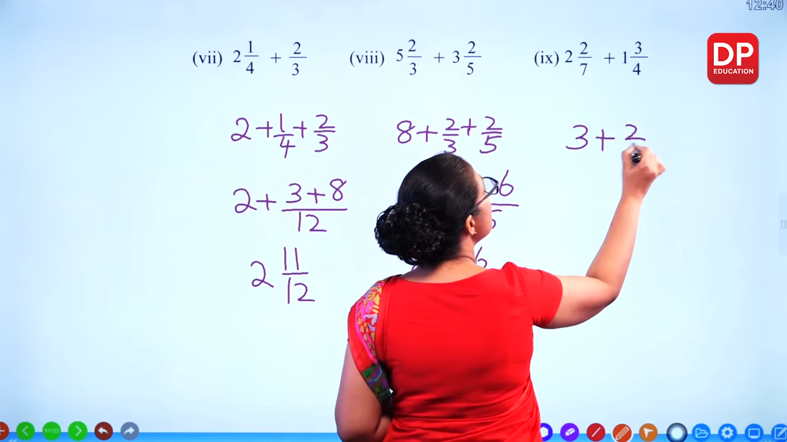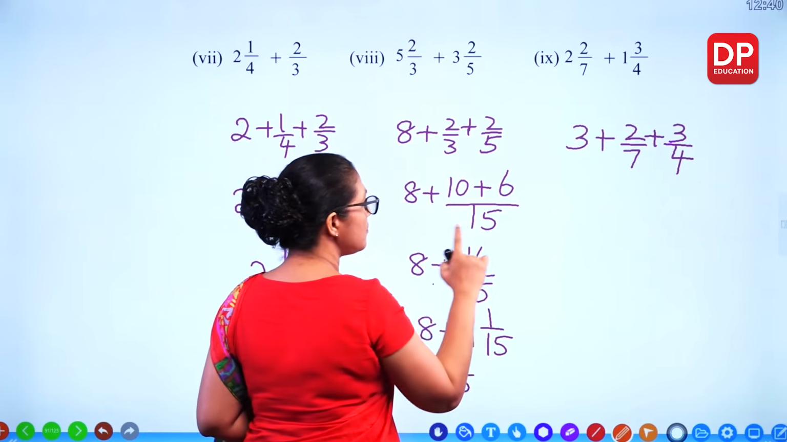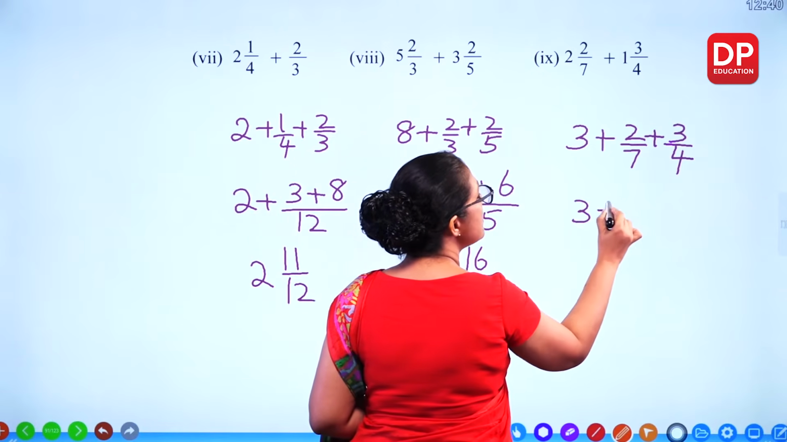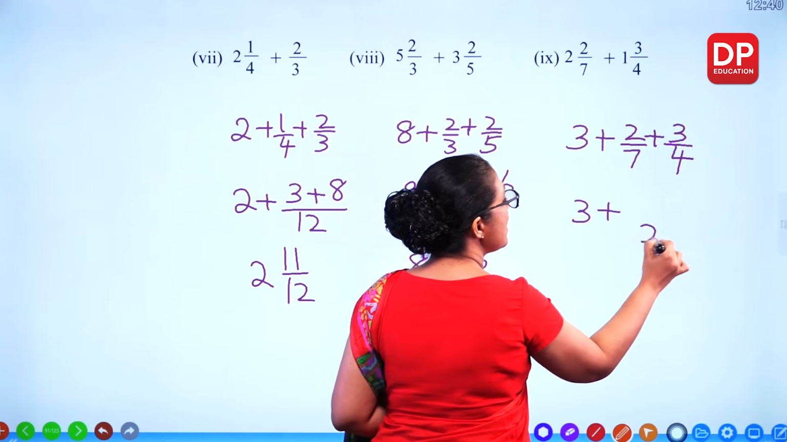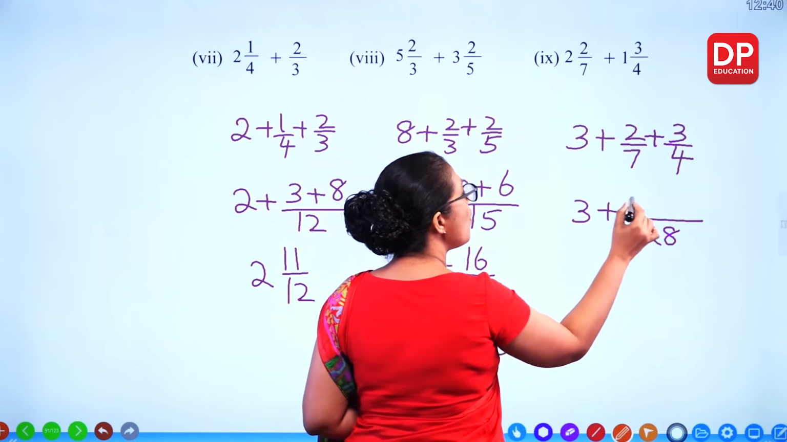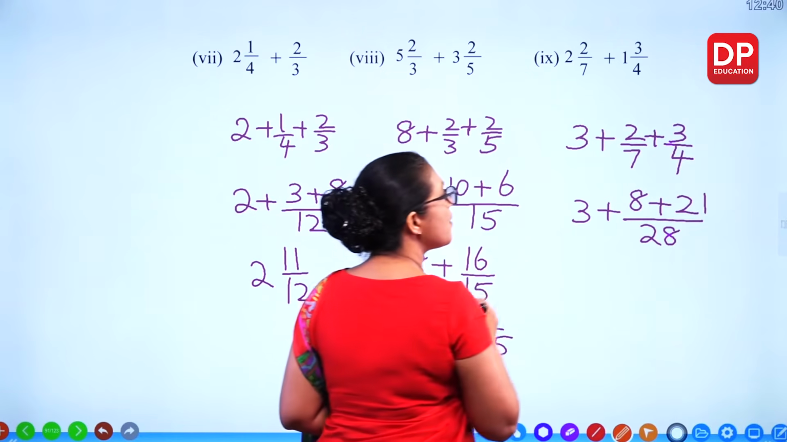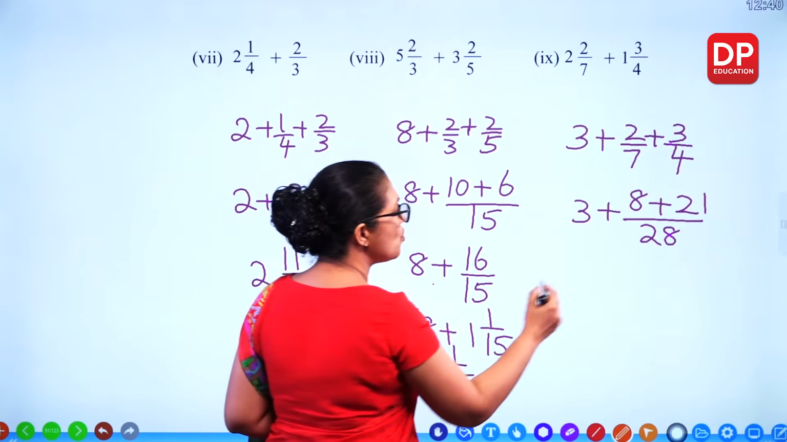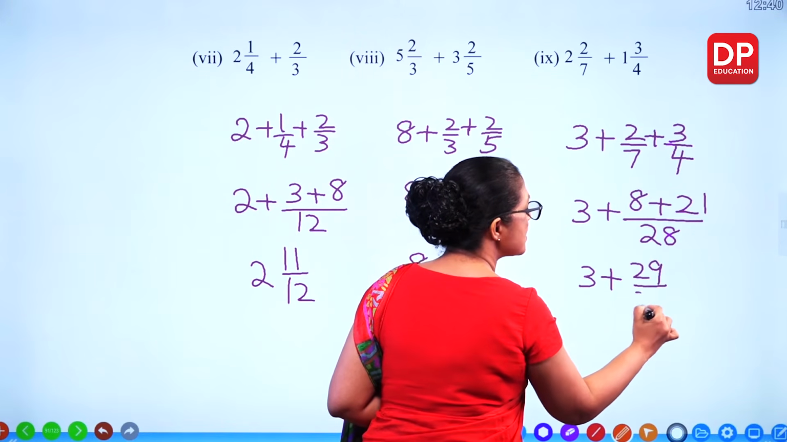2 plus 1, I can write straight away 3. 2 sevenths and 3 fourths you can add separately. What's the common denominator of 7 and 4? That's 28. So you have to multiply this by 4, you get 8. This by 7, 21. Now add these two, you get 3 and 29 over 28.